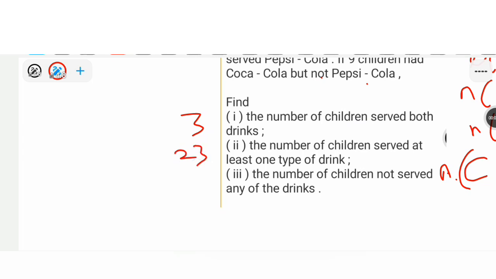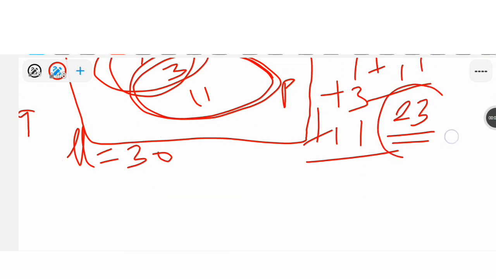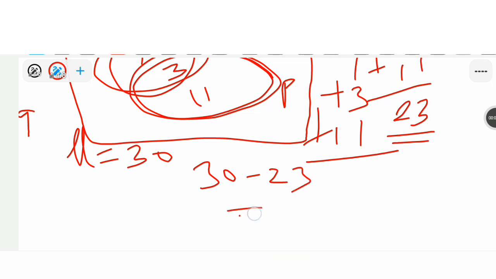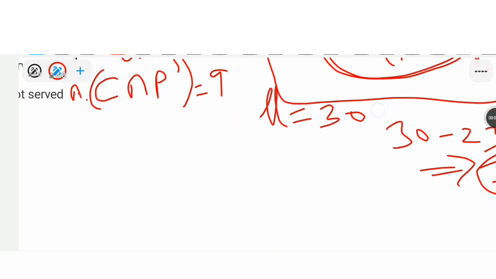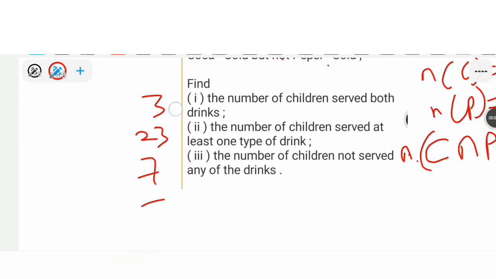That's the answer. And the number of children not served any of the drinks, that is the complement. Number of children that were not involved at all. So if 23 children were involved, and all the children there were 30, the number of children not involved will be 30 minus 23. So that will just give you 7. That means 7 children were not served any of the drinks. So the answer to this one is 7.